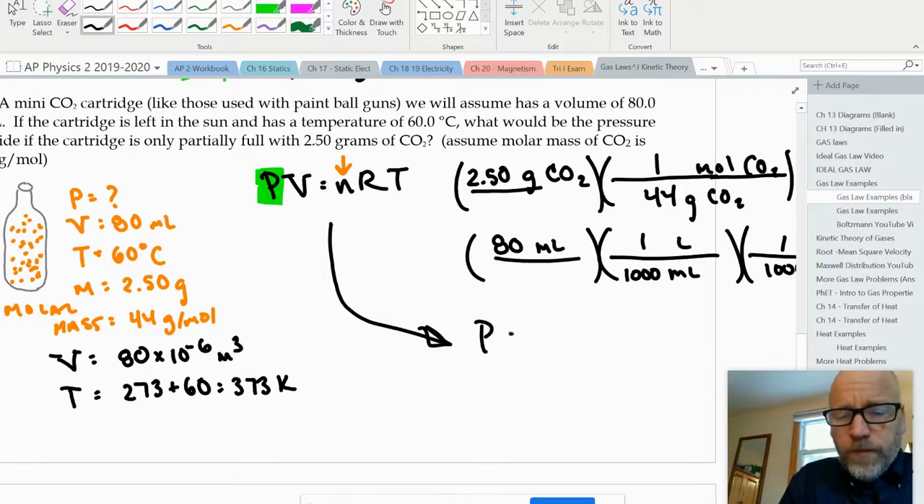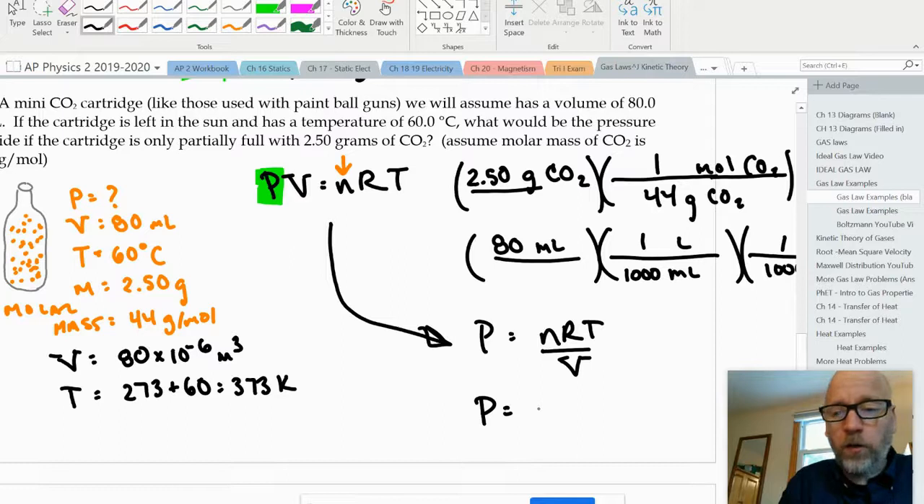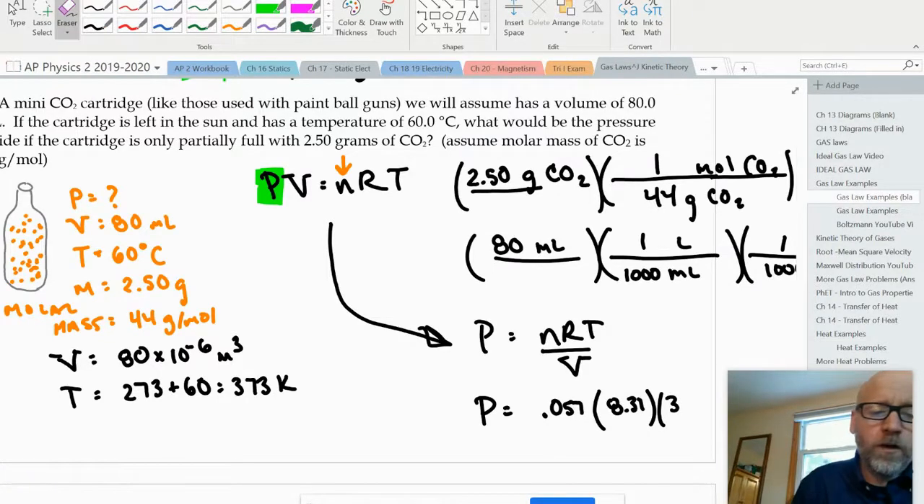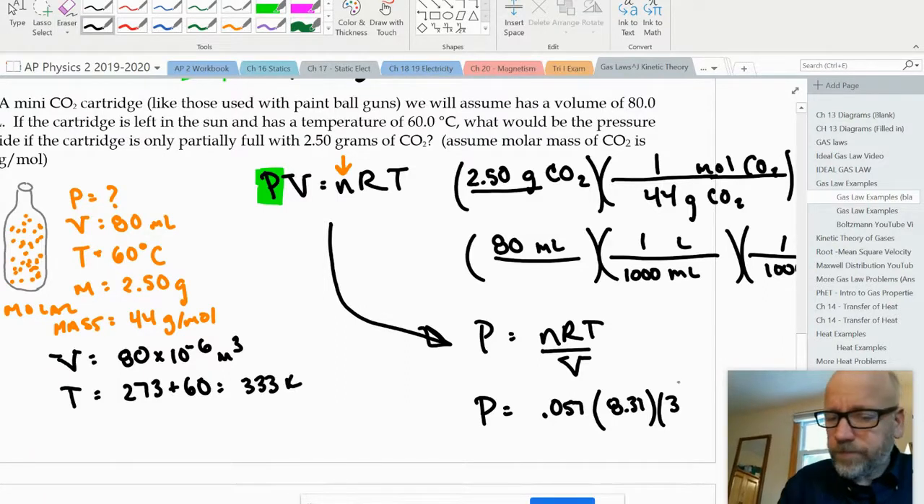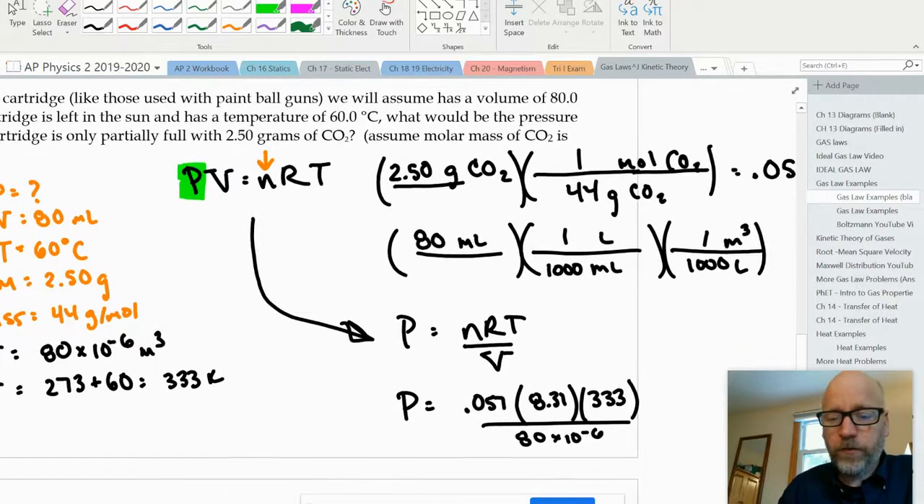P equals nRT divided by V. So the number of moles we already found, it's in your calculator, 0.057-ish times 8.31 times 333 Kelvin, divided by the volume, 80 times 10 to the minus 6.